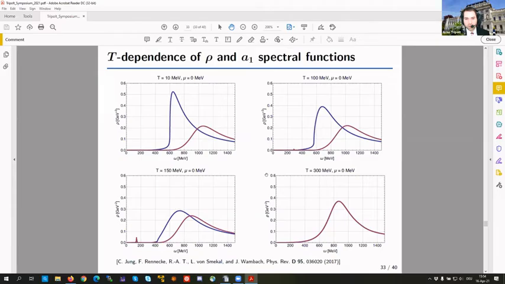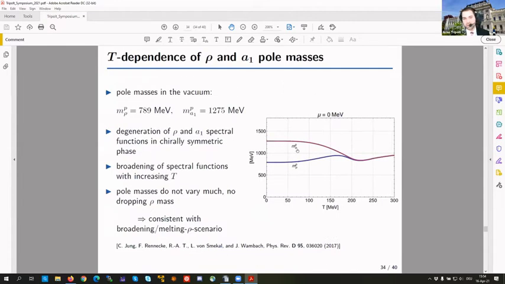So the pole masses are basically given by the location of the peaks of the spectral functions. And you see the main effect with increasing temperature is that the A1 pole mass drops down to the rho pole mass. This you also see summarized on this plot here. So you see the behavior of the pole masses as a function of temperature. And you see the main effect is that the A1 mass drops down to the rho mass, which is consistent with this broadening melting rho scenario, which has been around in the literature for many years.